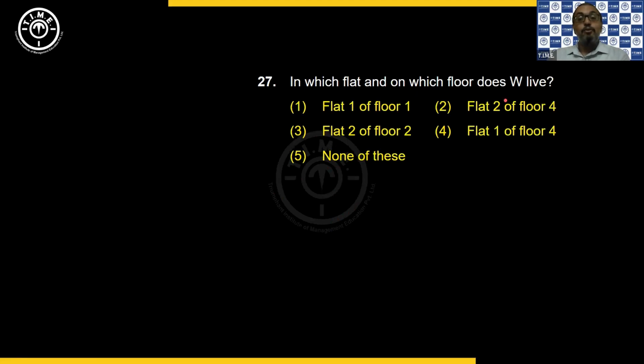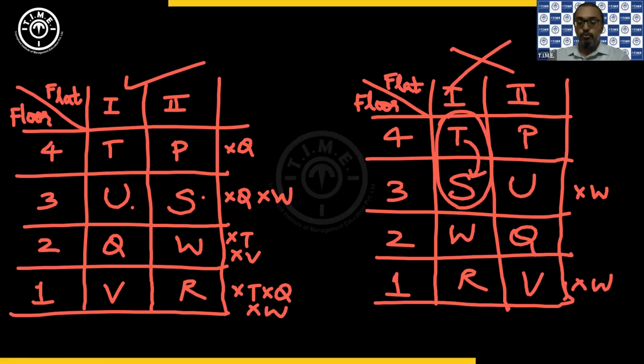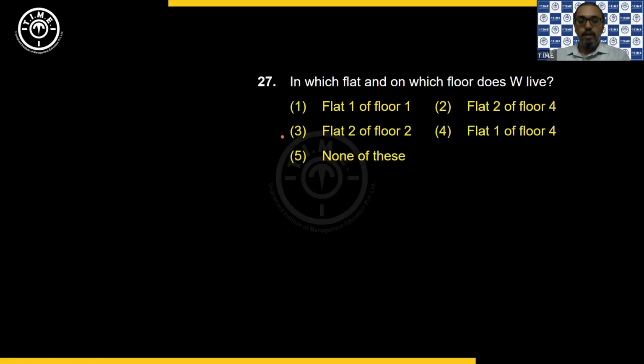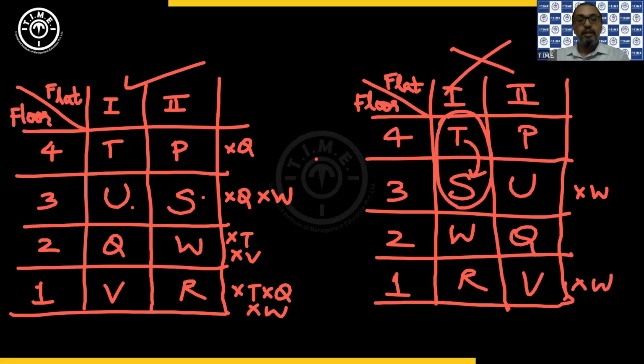Then in which flat and on which floor does W live? So which flat and which floor? Flat 2, floor 2 is W. Flat 2, floor 2. Third option. Then who lives on floor 4? Okay, floor number 4, we have T and P.